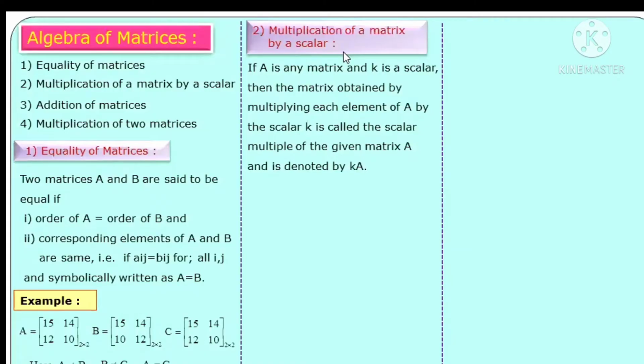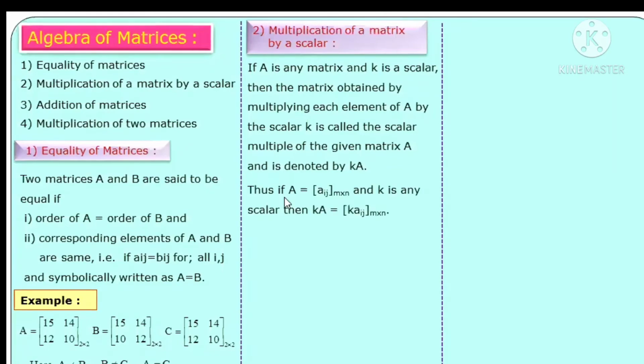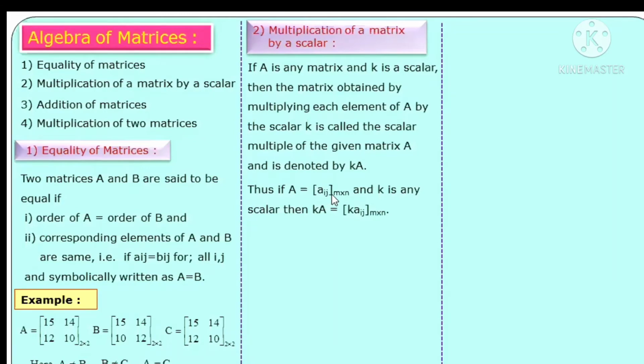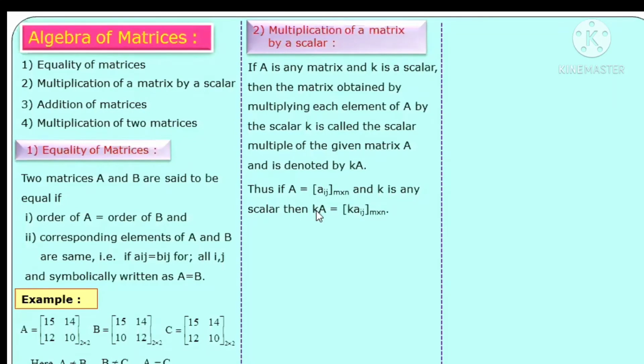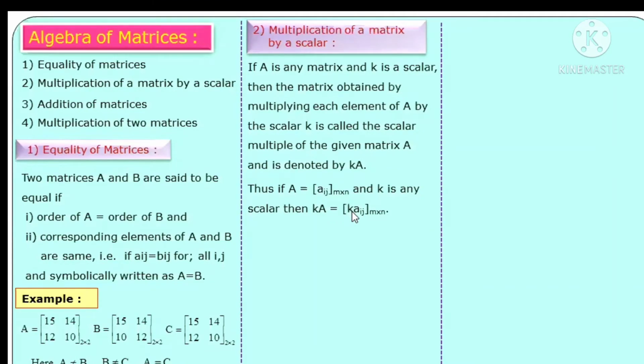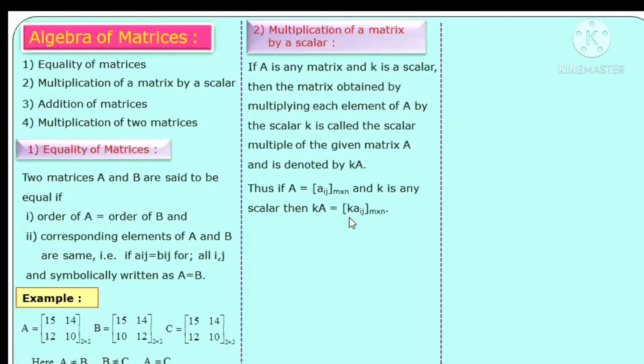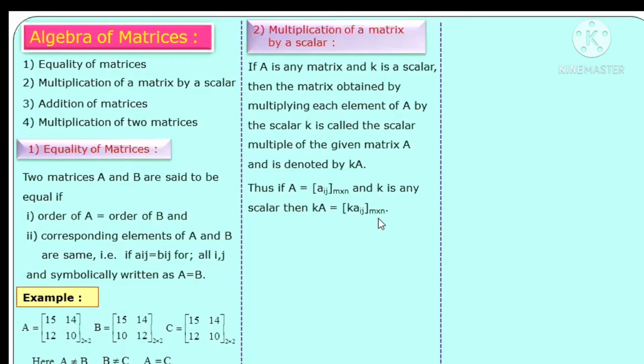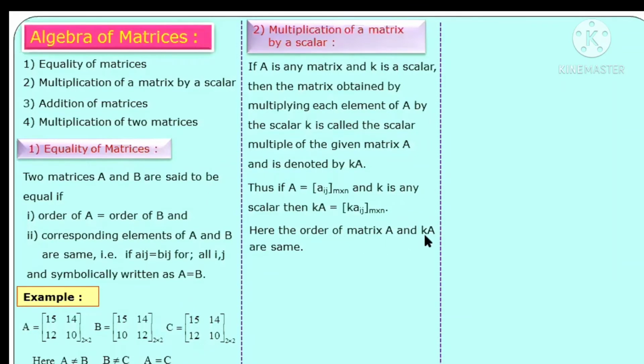If A is a matrix of elements Aij of order m by n and k is any scalar, then kA is obtained by multiplying k to each element Aij. Every element is multiplied by k. The order remains the same, m by n. Here the order of matrix A and kA are the same.